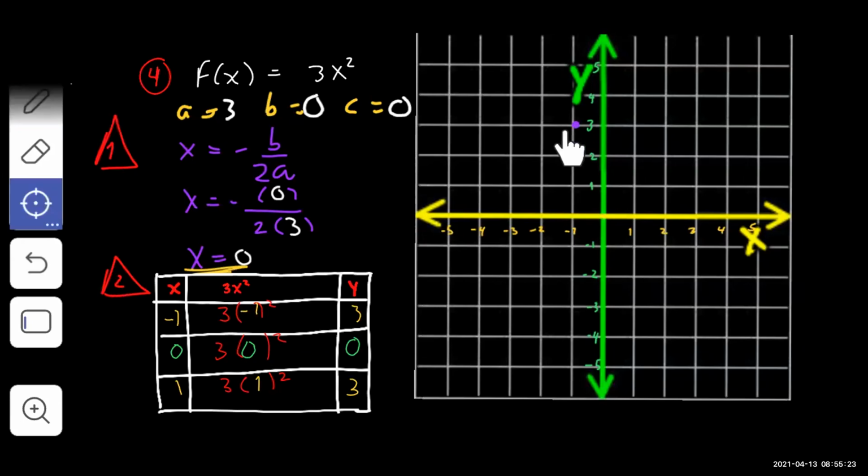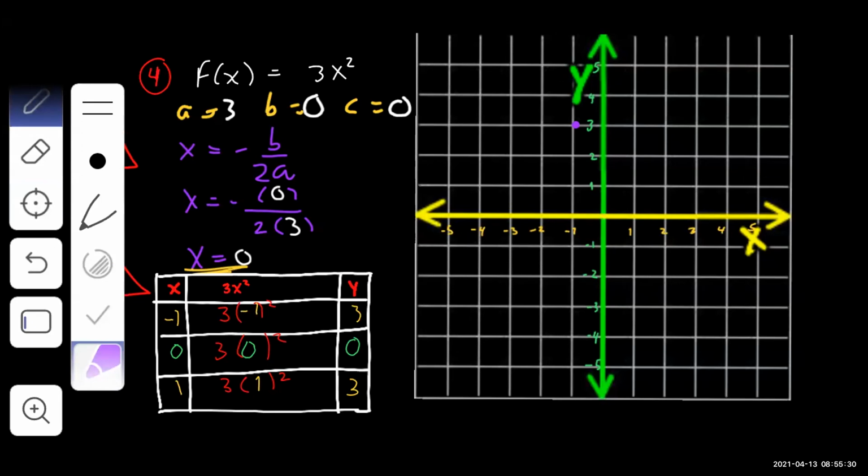Okay, this is the first point. -1 for x and 3 for y. And the second one is 0, 0, which is the center. Pretty easy, right?